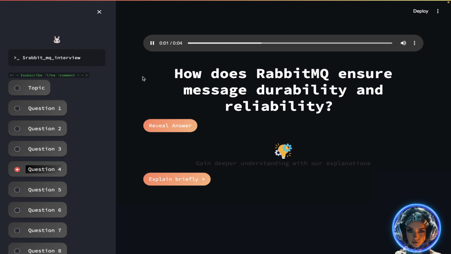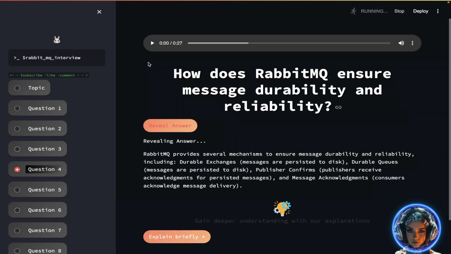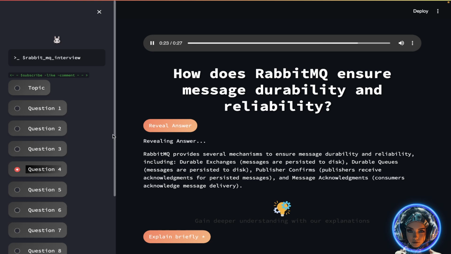How does RabbitMQ ensure message durability and reliability? RabbitMQ provides several mechanisms to ensure message durability and reliability, including durable exchanges, which survive broker restarts. Durable queues, where messages are persisted to disk. Publisher confirms, where publishers receive acknowledgments for persisted messages. And message acknowledgments, where consumers acknowledge message delivery.